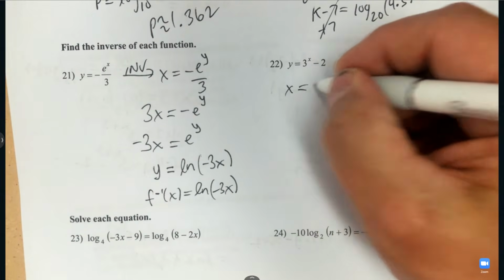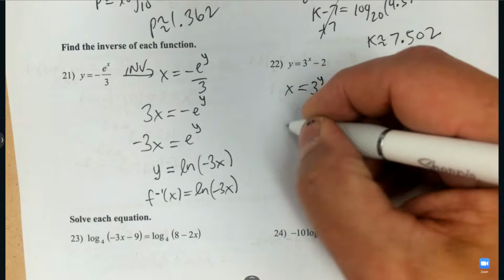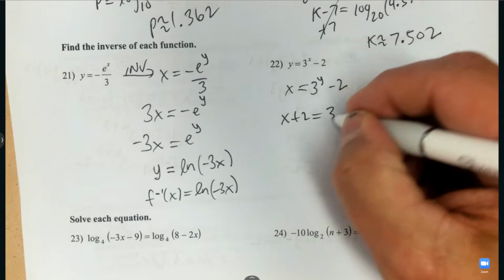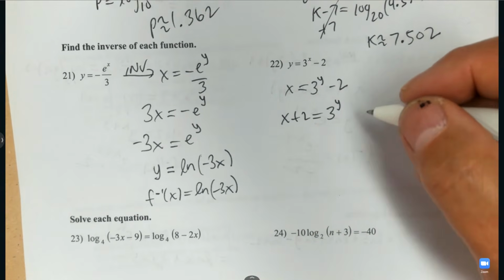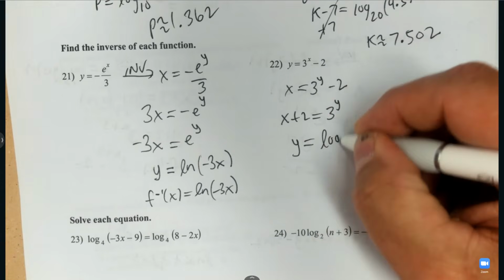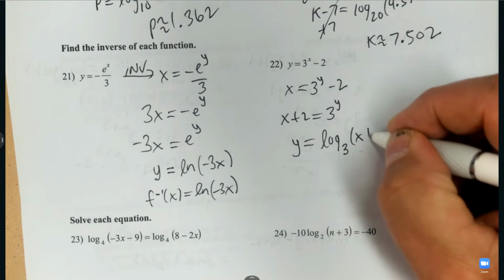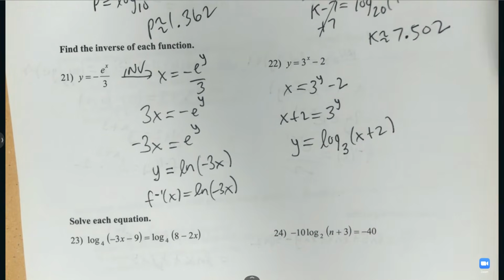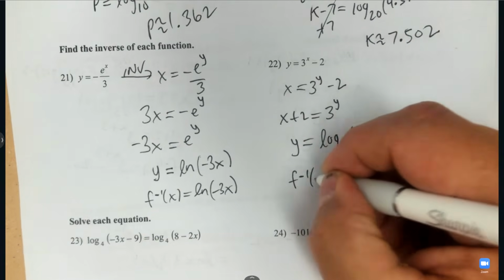Again, we're going to inverse this. I'm going to add 2. Now the exponential is isolated. Another way to write that exponent y is a logarithm. The base is 3, and inside the logarithm is x plus 2. And again, the symbol for inverse.